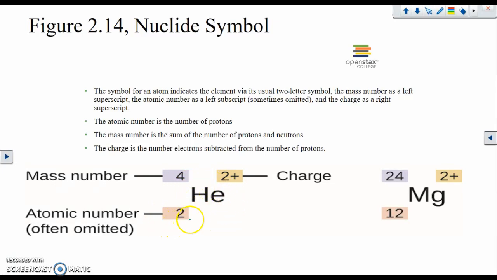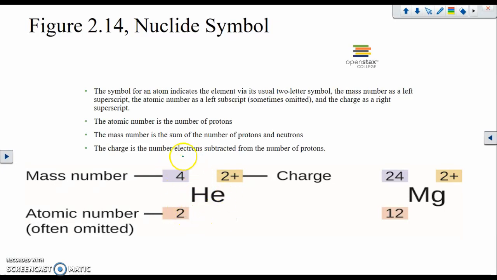On the lower left is the atomic number, which is the number of protons of every single helium atom, which is 2. So there are 2 protons in every single helium atom. And because helium is number 2 in the periodic table, we do not normally write this down. So this 2 here is normally omitted.